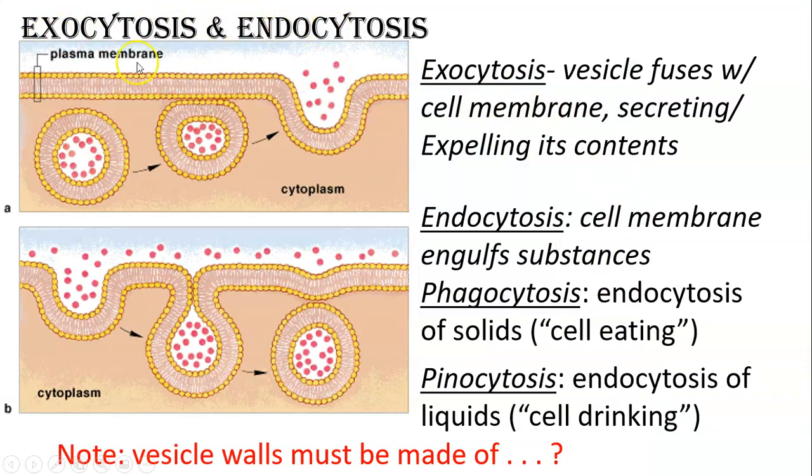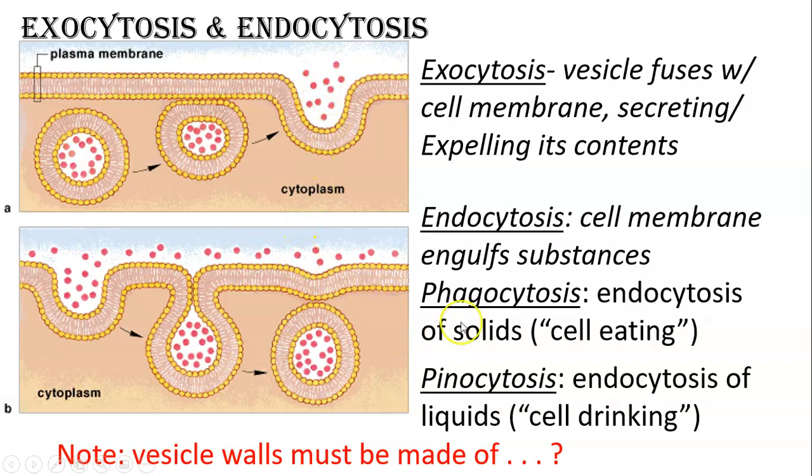Exocytosis and endocytosis. So here is a vesicle full of a substance the cell has made and wants to secrete. Notice the walls of the vesicle are made of phospholipid bilayer, just like the cell membrane. This vesicle will move towards the cell membrane until it fuses with it. When it fuses, it will secrete the substance it needed to secrete. That's what exocytosis is, right? The vesicle fuses with the cell membrane, letting out its contents.